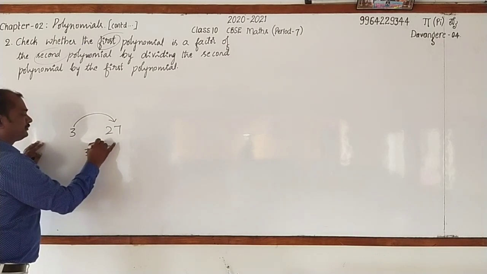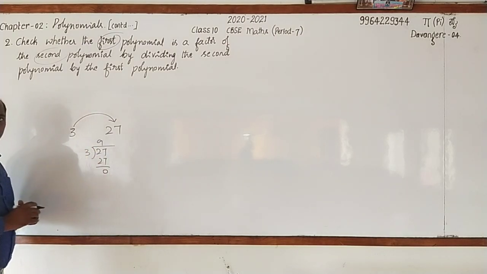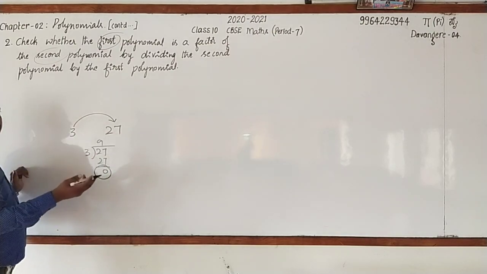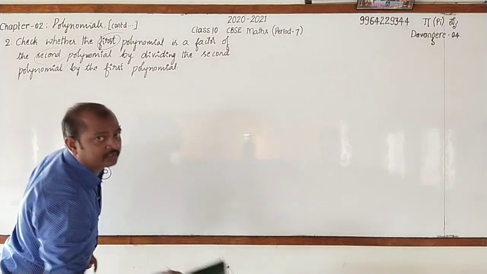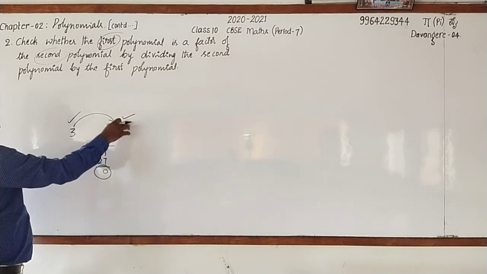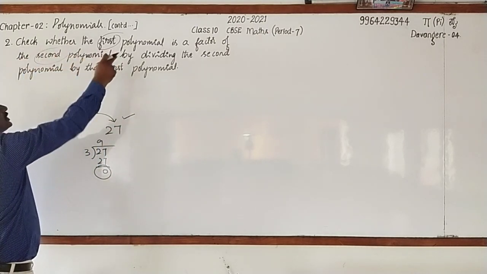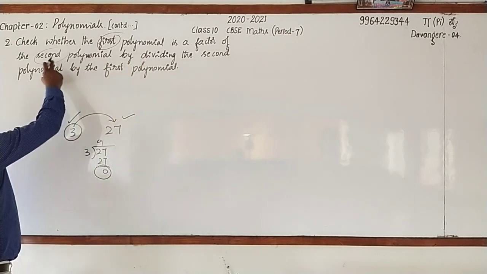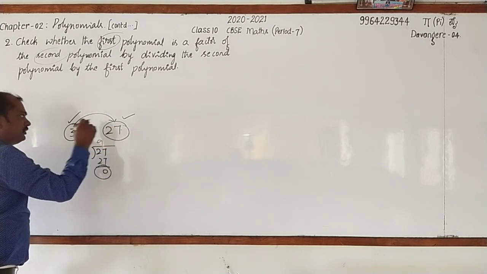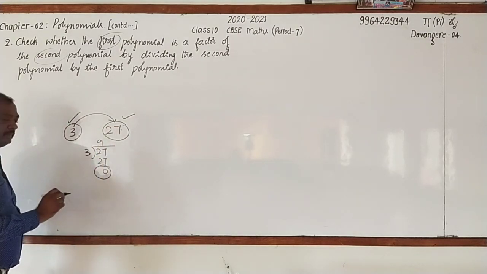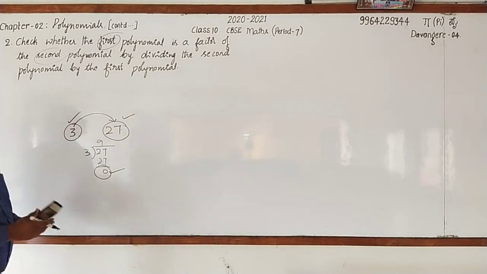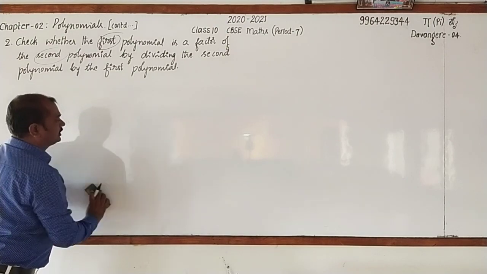Check it out. 27 divided by 3, 9s are 27, it is 0. There, if remainder comes out to be 0, it is a factor. If remainder is not equal to 0, it is not a factor. You think that this is the first polynomial and this second polynomial. Go through this. Check whether the first polynomial is a factor of second polynomial. If you want to check that, second polynomial should be divided by the first polynomial. If the remainder is 0, then it is a factor. If the remainder is not equal to 0, then it is not a factor.